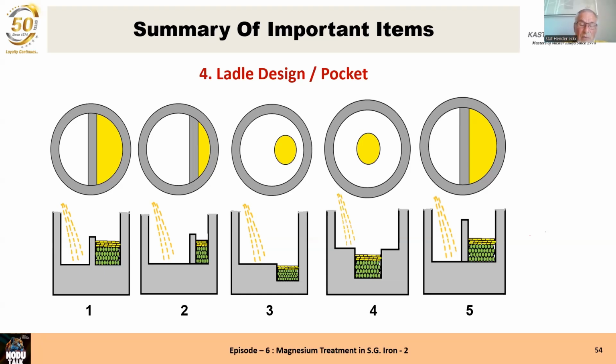Number three will need a much thicker lining in the bottom of the ladle because you have the pocket in the bottom. Number four, that is that you will immediately during the tapping have metal on the pocket. That's also not preferred. Number five seems to me one of the best.